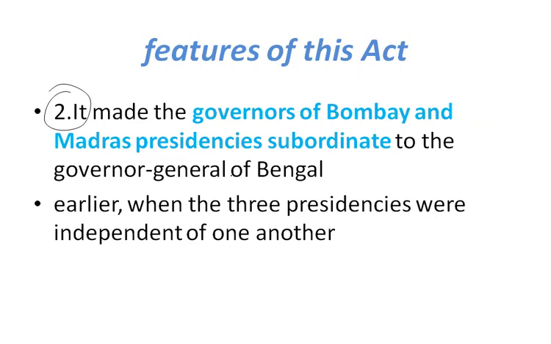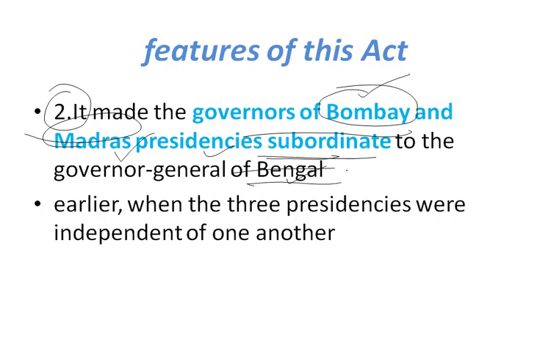The second feature of this act is, the Governor of Bengal was made Governor General of Bengal, as you know, but the governors of the Bombay and Madras presidencies were made subordinates to him. So whatever functions were given by the Governor General of Bengal, the governors of Bombay and Madras should perform those functions delegated to them by the Governor General of Bengal.